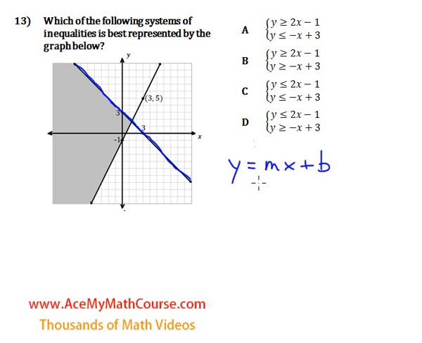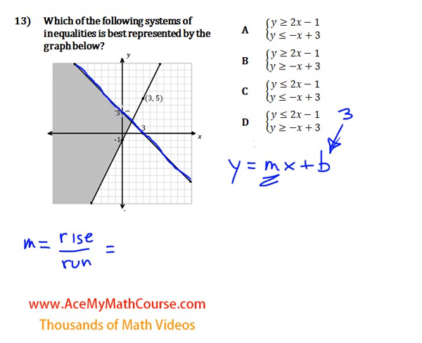So, what is the value of b? B is just the y-intercept, which in this case is 3, because that's where the blue line intersects the y-axis. And what is m, which is the slope of the blue line? Well, let's calculate the rise over the run, because that's the slope, which is m.